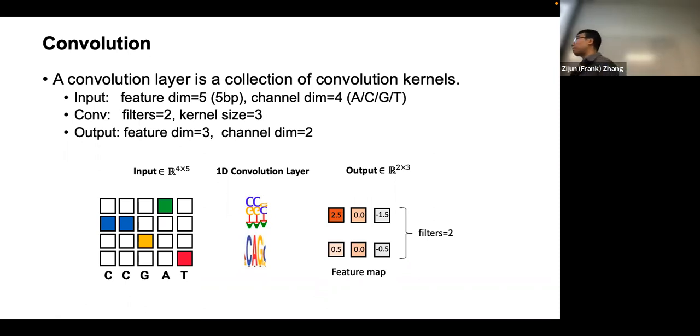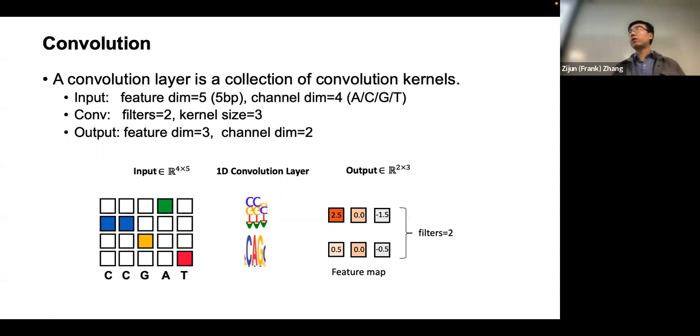This is only for simplicity in terms of illustration. We only have two kernel matrices. In reality, most of the time you will have tens or hundreds of kernel matrices. In essence, that will enlarge your channel dimension from 4 to, say, 100. And this process can enlarge the information contained from your original input, because you go from only 4 channels to 100.